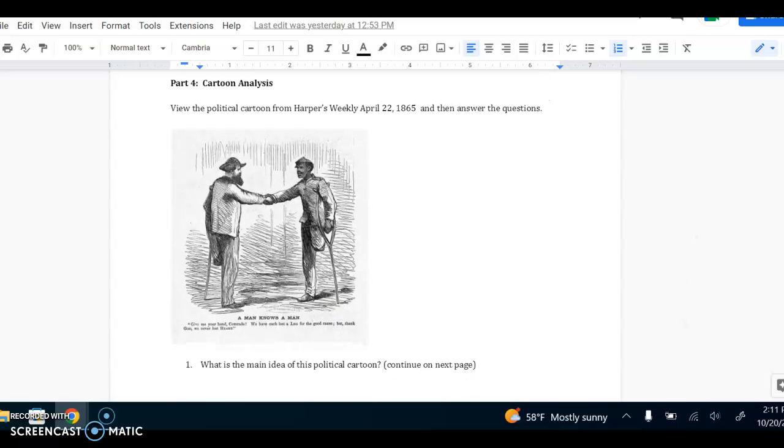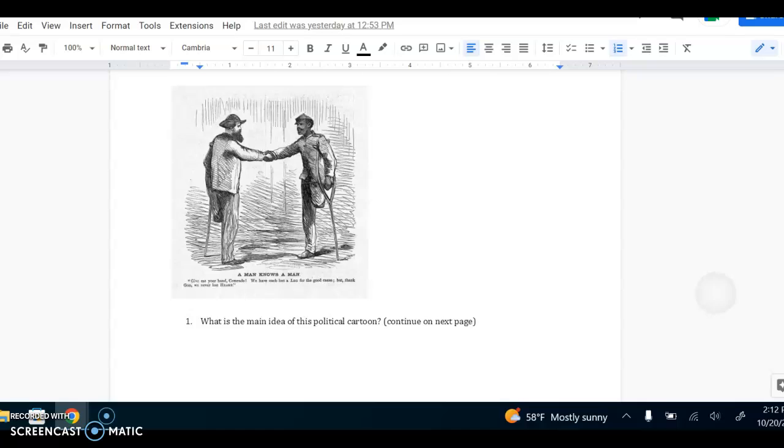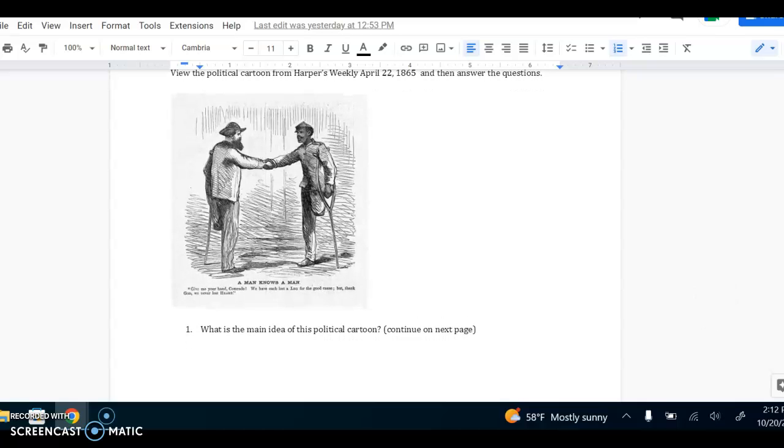Part 4 is a cartoon analysis. The directions say, view the political cartoon from Harper's Weekly, April 22nd, 1865. And then let's answer the questions. So first, let's take a look at the image and read the title and the words that are there. It says, a man knows a man. Give me your hand, comrade. We have each lost a leg for the good cause, but thank God we never lost heart.